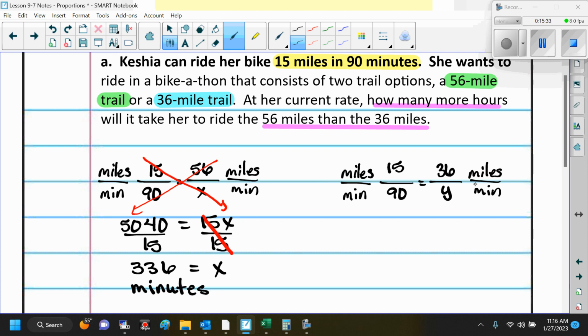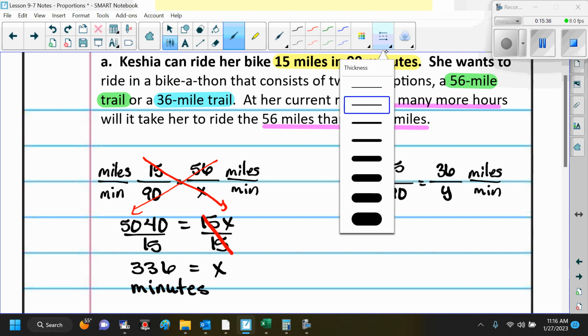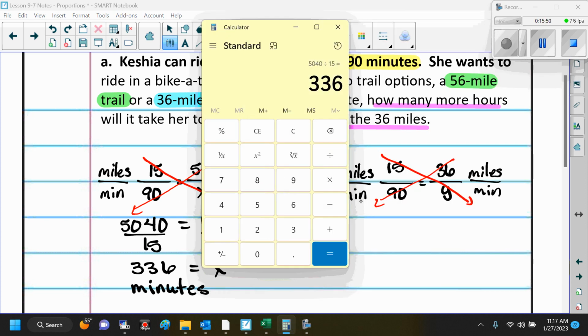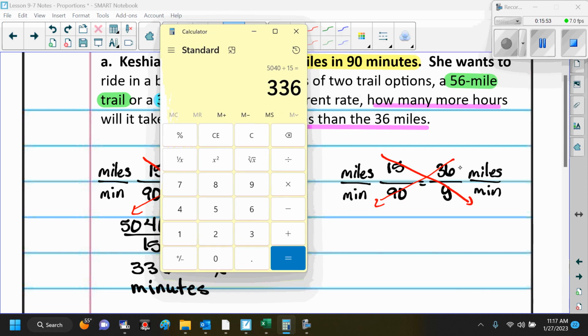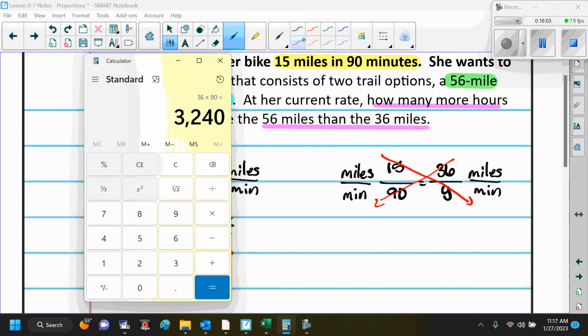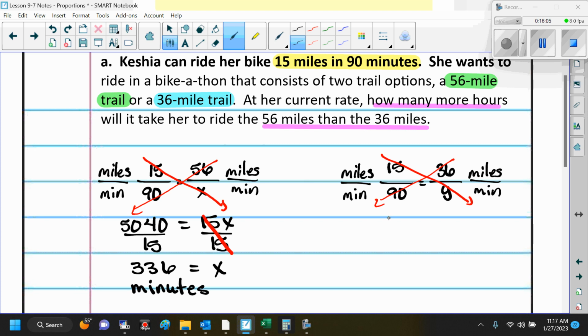Now, over here, we're going to cross multiply again. And you guys, I want you to make sure you draw your arrows so you know what you're multiplying. Okay? So, on one side, we're going to multiply 36 times 90. And that gives us 3,240. Let me move this over here. So over here, 3,240.